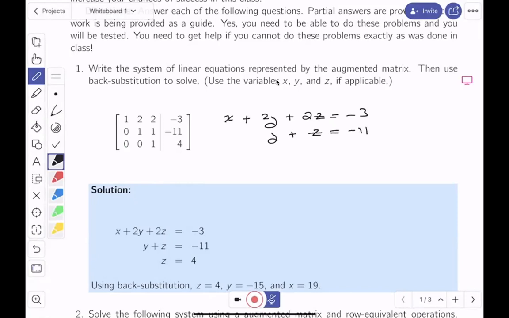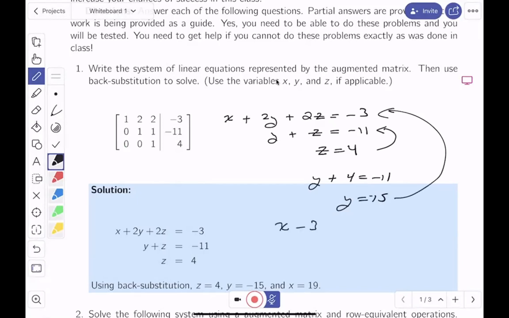And the last row, really simple. It says z equals 4. I know what z is. What they want me to do is back substitute now. So what do I get over here? If z is 4, I would get y plus 4 equals -11, which means y is -15. Whoops. What do I need to do now? Substitute back into this equation over here. What do you get for x? Well, 2y would be -30, and 2z would be +8, and that would be -3.